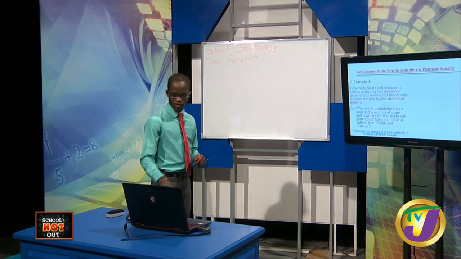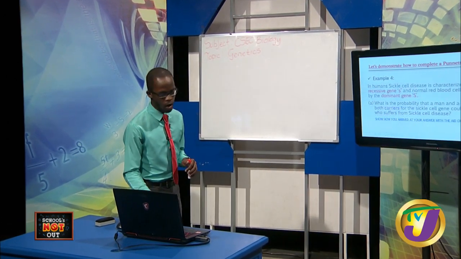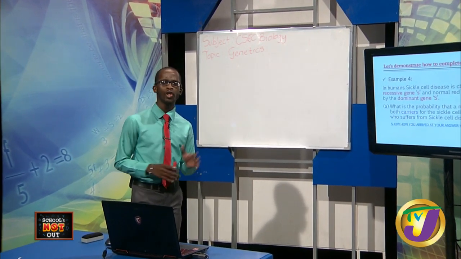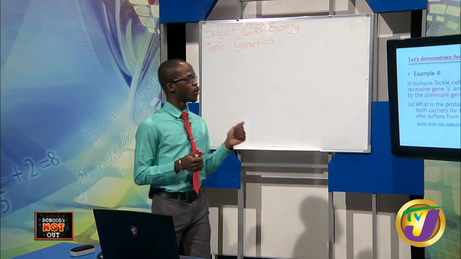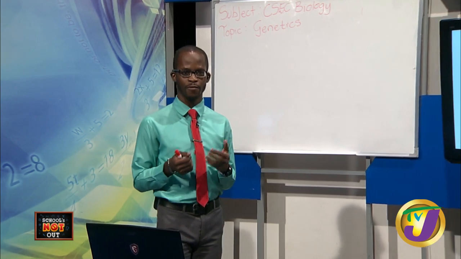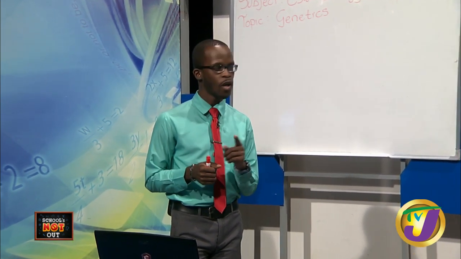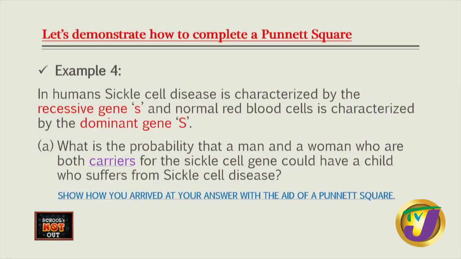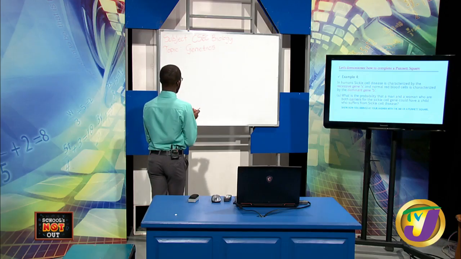Let us continue. Now, in our previous example that we got before the break, you were asked to find out what is the probability that a man and a woman, both carriers for the sickle cell gene, could have a child that suffers from sickle cell. For this one, we're going to be taking to the whiteboard and I'm going to demonstrate how it is that we would have it.